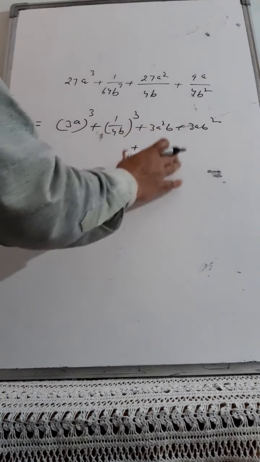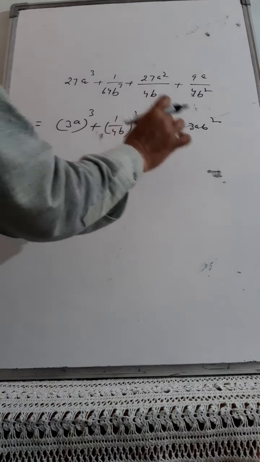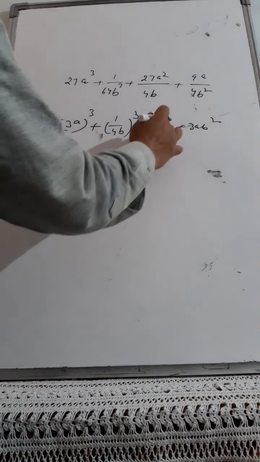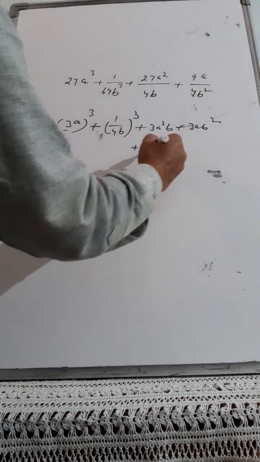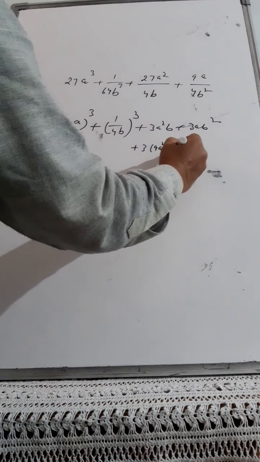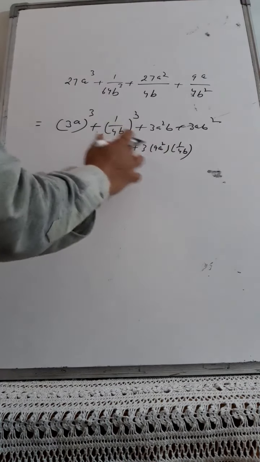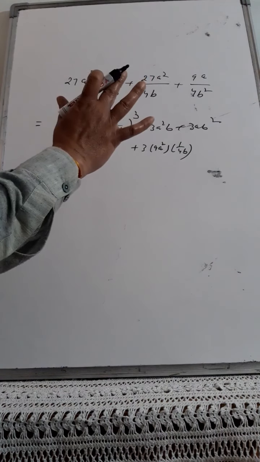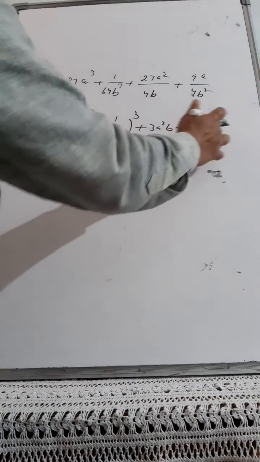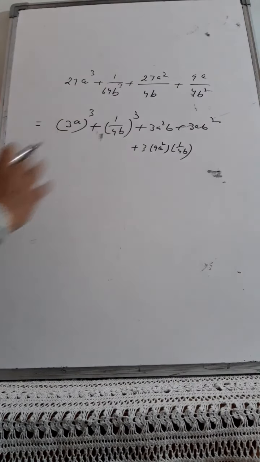You need not add it to your answer. Simply, if I put the value of a, what happens? This will become 9a square, and b is here, so 1 upon 4b. Now you check, 3 nines are 27a square upon 4b. Automatically it will be there. Similarly, if you put here, it will be equal to 9a upon 4b square.